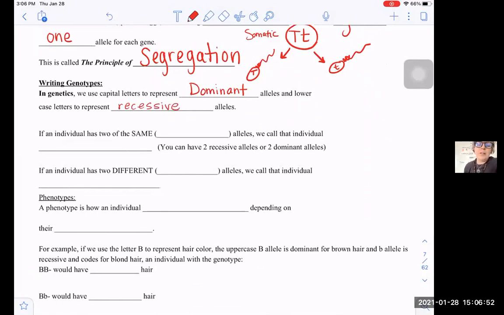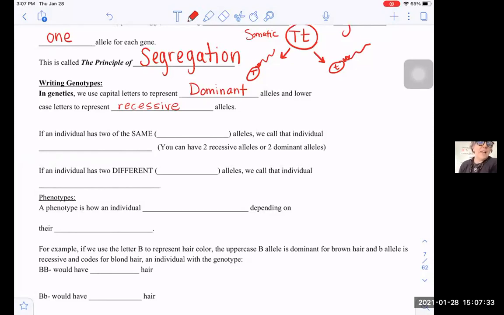I always seem to capitalize the word dominant and I never capitalize the word recessive. It's just, I don't know, it just happens. Thank you, Ethan. Ich werde dies das Prinzip der Segregation nennen. That was, don't tell my German teacher that I just pronounced it like that. Jawohl. Jawohl. Nein, das ist nicht gut.